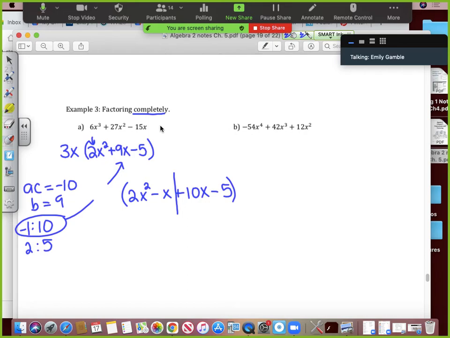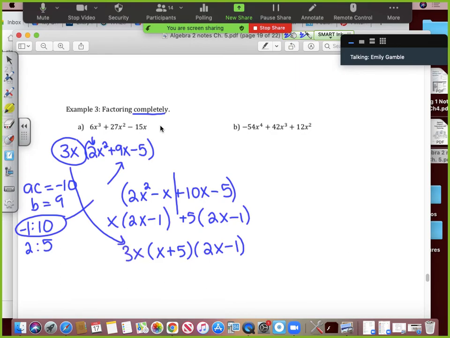I'm going to take a factor of x out of each thing. And I'm left with 2x minus 1. And then over here, I can take a factor of 5. And I'm left with 2x minus 1. So this 4-term polynomial will factor to be x plus 5 times 2x minus 1. Don't ever forget you already took this 3x out at the very beginning, so that has to be in your final answer. The final answer, factored completely, would be 3x times x plus 5 times 2x minus 1.